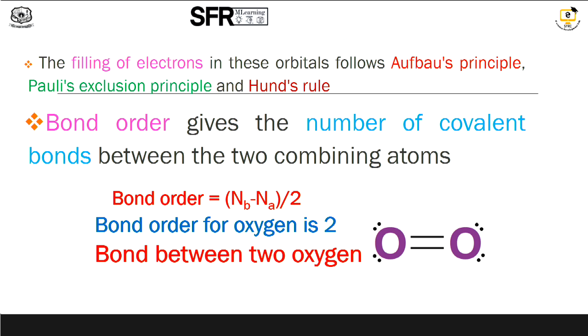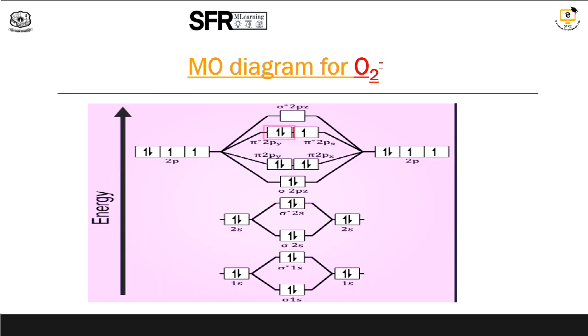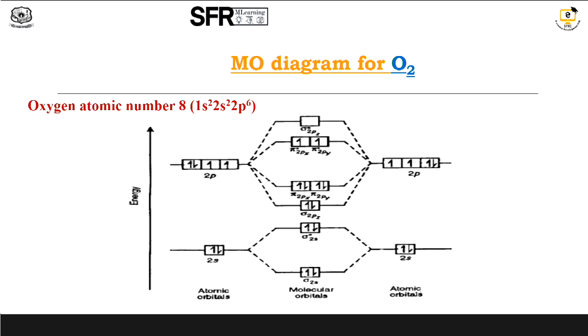So, the bond order calculation is (Nb minus Na) by 2, that is, the number of electrons present in the bonding molecular orbital minus the number of electrons present in the anti-bonding molecular orbital, divided by 2. When applying this formula to the MO diagram for the oxygen molecule, the bonding molecular orbitals are sigma 2s, sigma 2px, pi 2px, and pi 2py.